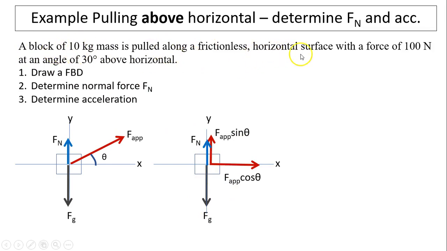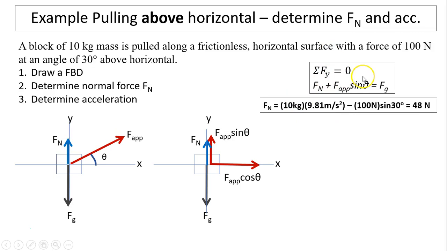Because the block is moving on the horizontal surface and is not moving in the vertical direction, all the vertical force has to be equal to 0. That means Fn plus F applied sine theta has to be equal to Fg. From that equation, we can figure out Fn. Fn equals Fg minus F applied sine theta.